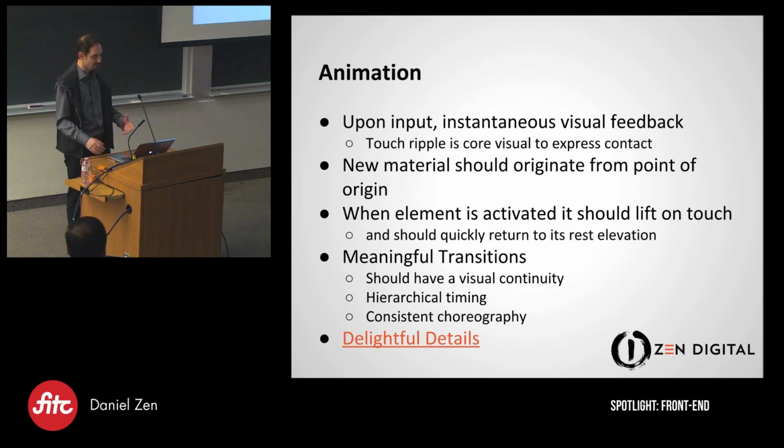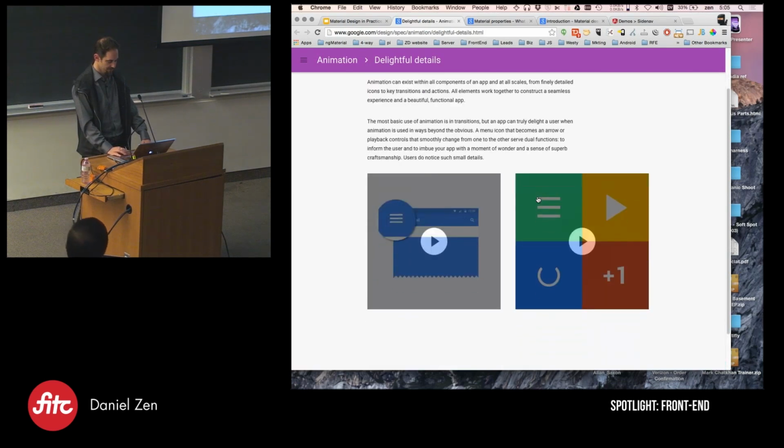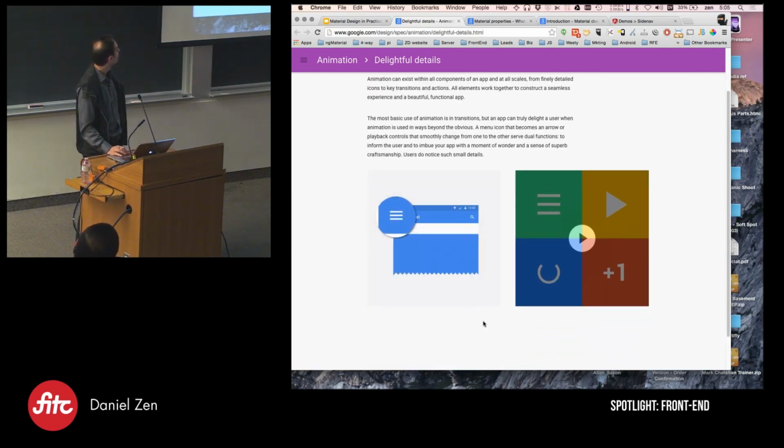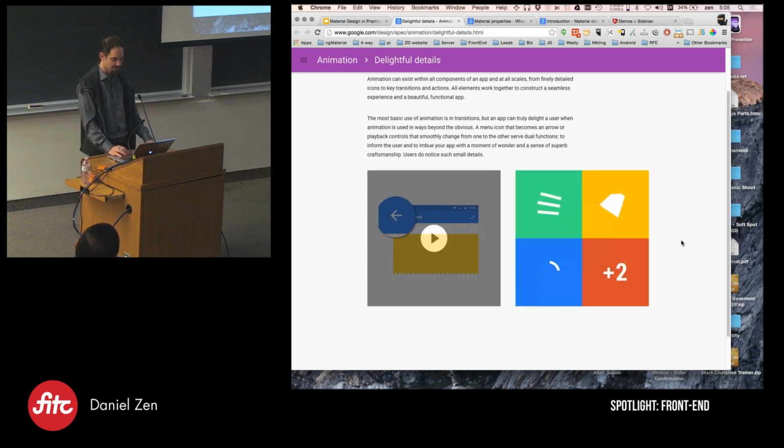You should have meaningful transitions with visual continuity, hierarchical timing. In other words, don't have everything happen at once. Have things sort of flow. Consistent choreography. And delightful details. So here's a couple of delightful details. For instance, the menu icon. When you click the menu, it turns into the back button by rotating and the three lines changing into the arrow. And here's some others. The pause turning to stop and play. Things incrementing, and our loading routines here.